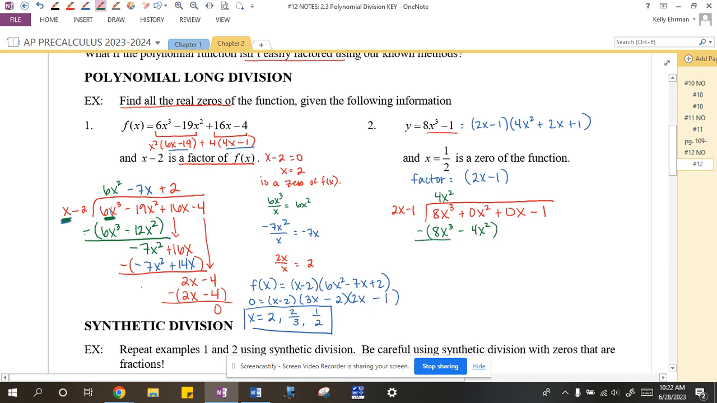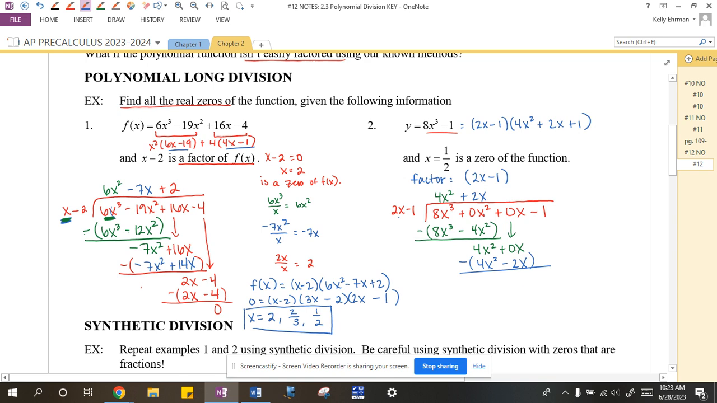Subtract the quantity. Here's where the placeholder makes a difference. You have something to line up your x squareds with. This is 0 plus 4, so that's 4x squared. Drop down the 0x. Even though it's 0, we still drop it down so everything lines up nicely. And then we repeat the process. So what do we multiply 2x by to get 4x squared? We multiply by positive 2x. And then multiply 2x by 2x minus 1. So 4x squared minus 2x. Subtract the quantity.